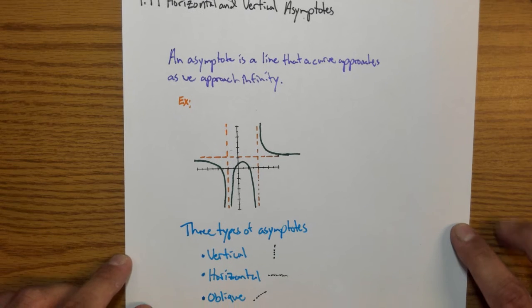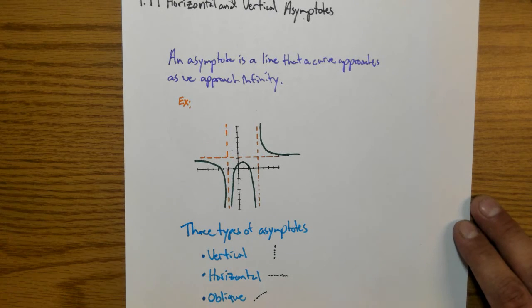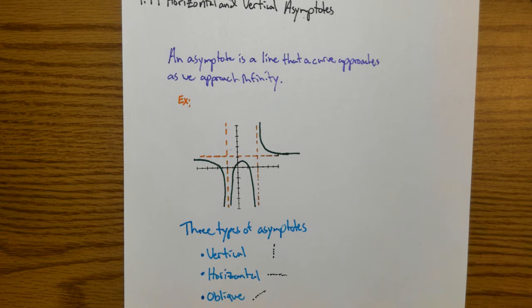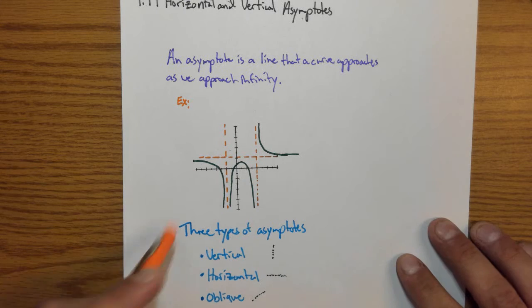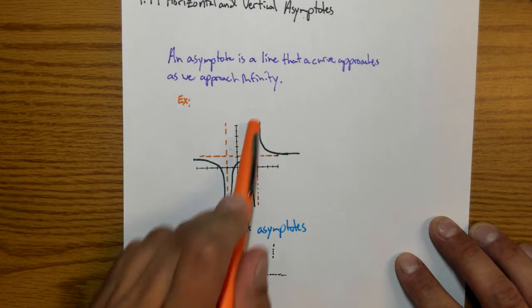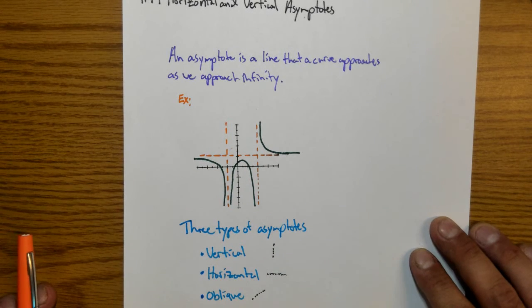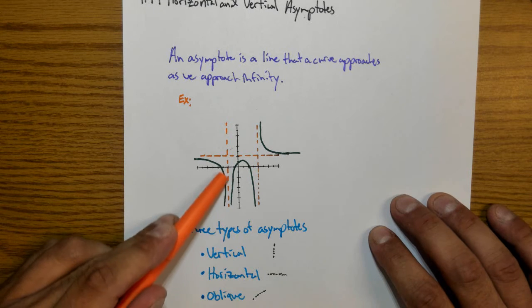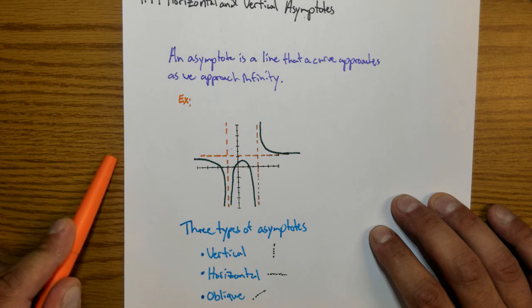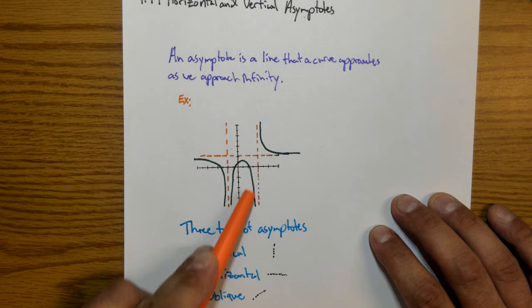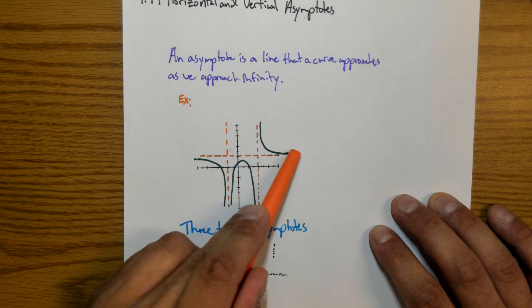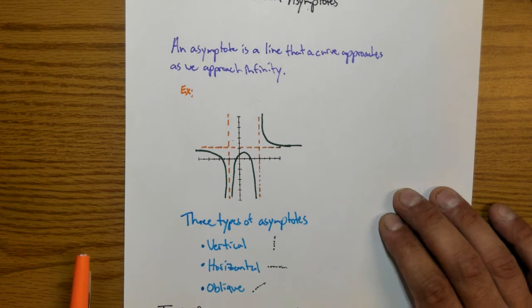So here, in the green, I have graphed a function, and in orange, its asymptotes. Notice that it has one horizontal asymptote and two vertical asymptotes. And these functions won't touch them as we go towards different infinities. They'll get closer and closer, but they'll never touch them.